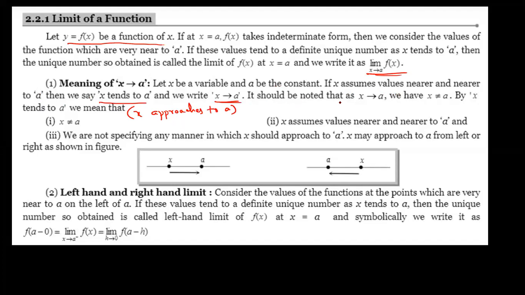It should be noted that as x tends to a, we have x not equal to a. Don't say x is equal to a. The value of x is tending to a. That's the meaning. Here I wrote, see, x not equal to a, and x assumes values very close to a. X may approach a from the left or right, like this one. See, I'm giving a picture. Dear students, see carefully. This is your first one, right? Or the second one is from the left, towards a, like this only.